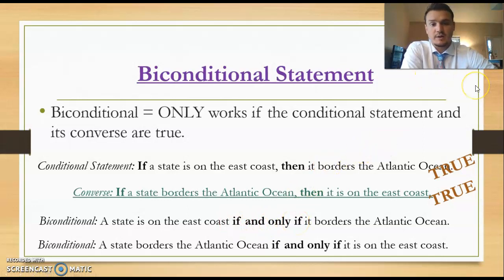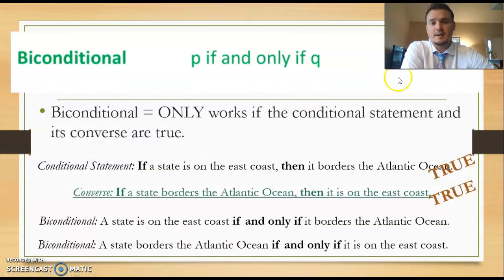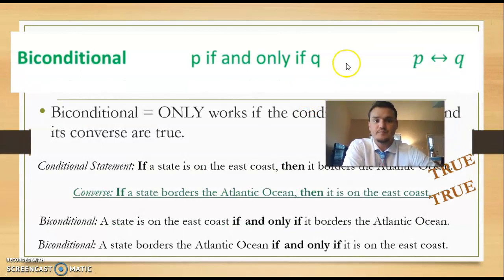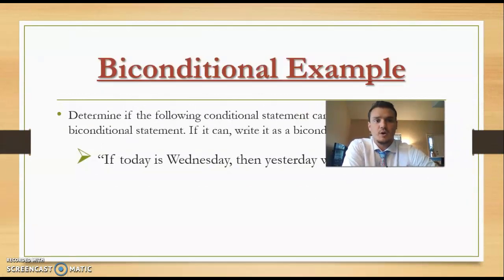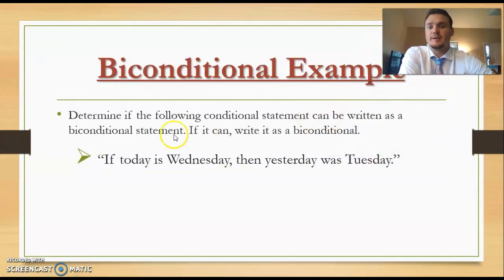Okay, we're going to just look at an example, and then we'll wrap this up here. So, the biconditional example would be, we're going to determine if this statement can be written as a biconditional statement. So, start off, if today is Wednesday, then yesterday was Tuesday. That's a true statement.